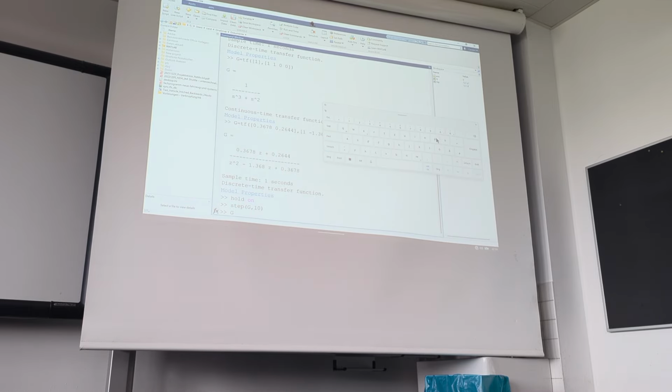So GP is equal to, how much time do we have left? Okay. Once again. Then the rectangular brackets.